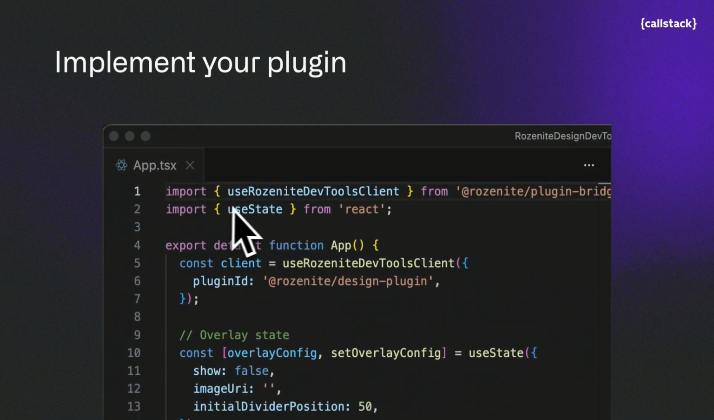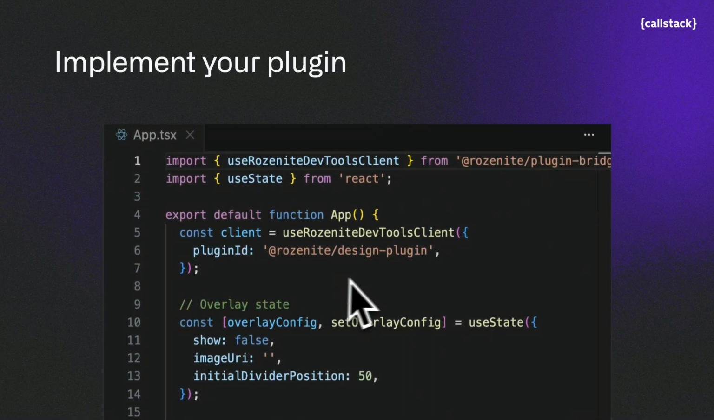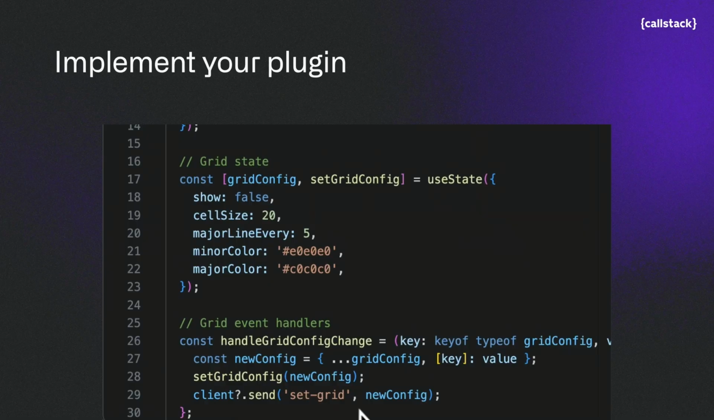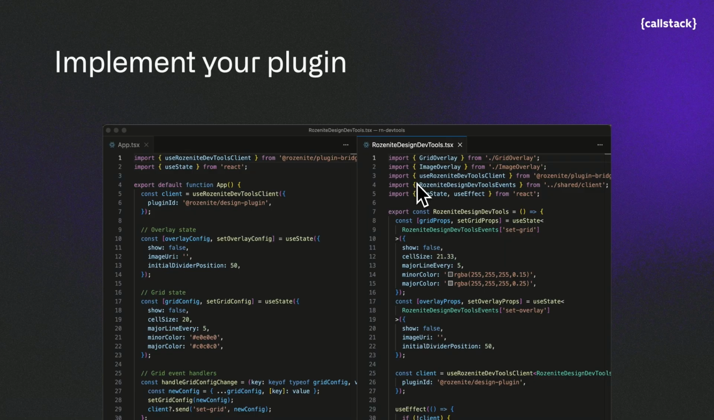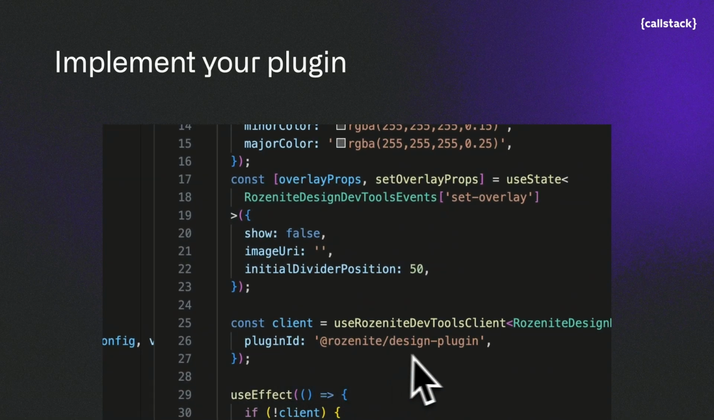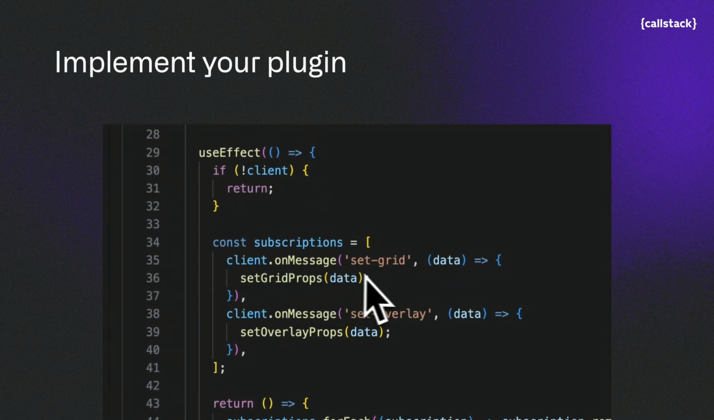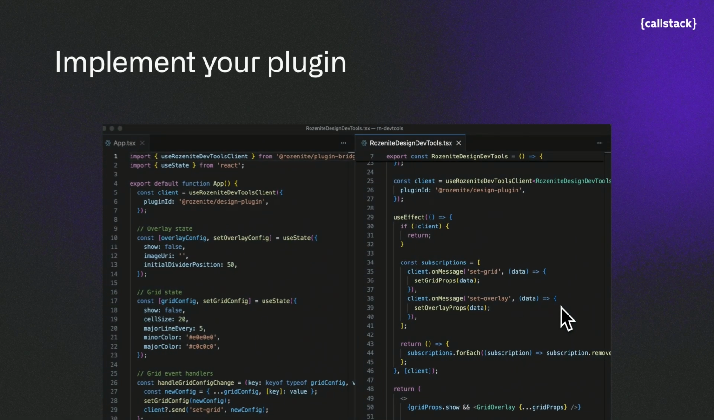The main integration point is this use Rozenite DevTools client hook, which basically gives you access to the client, sending messages back and forth via CDP. And then it's a piece of cake to implement your features. Basically, on the right side, you see the code rendered in React Native. So there's some internal state being updated after certain messages are received from the DevTools UI.